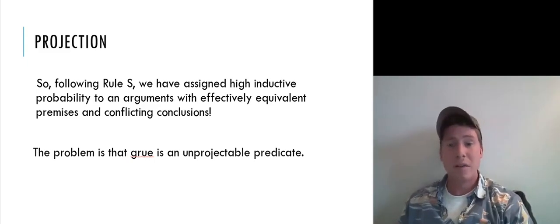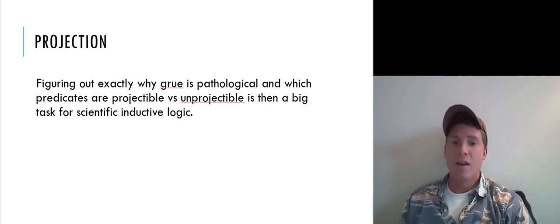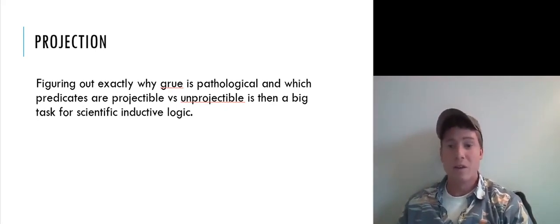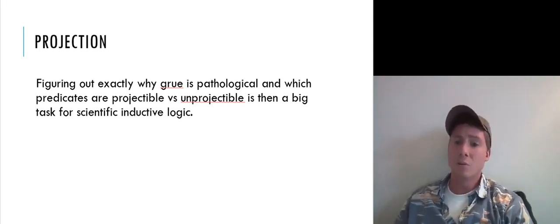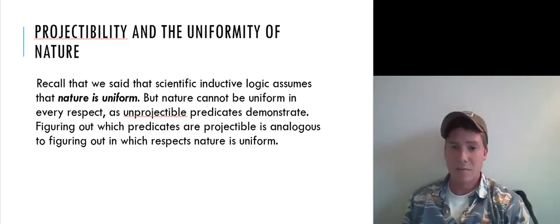The problem here, right, is that GRU is really an unprojectable predicate. We shouldn't be projecting from the fact that all observed emeralds so far have been GRU to the claim that the next emerald to be observed will be GRU. But now this gives us a problem. We have to figure out exactly why GRU is pathological and figure out which predicates are projectable and which are unprojectable. Green, we said, was a good projectable predicate, and GRU is unprojectable. So this gives us a big task for scientific inductive logic.